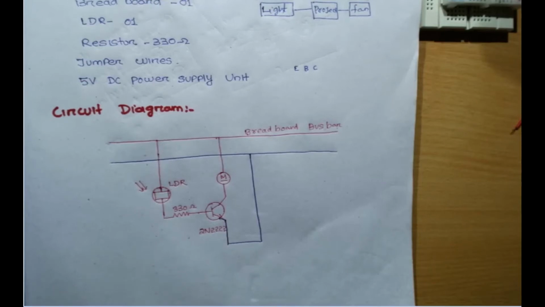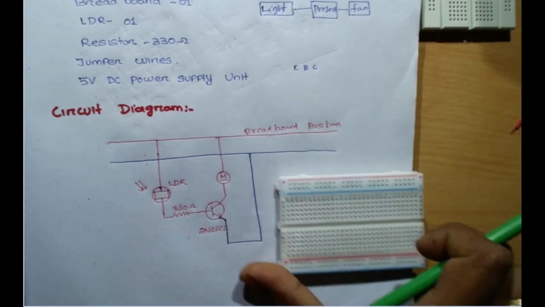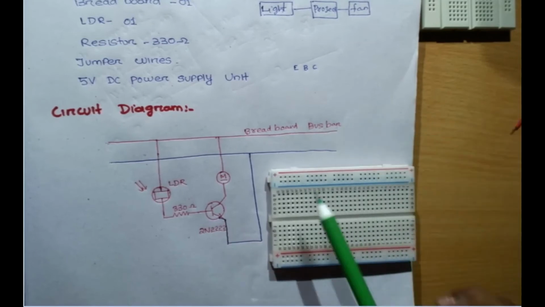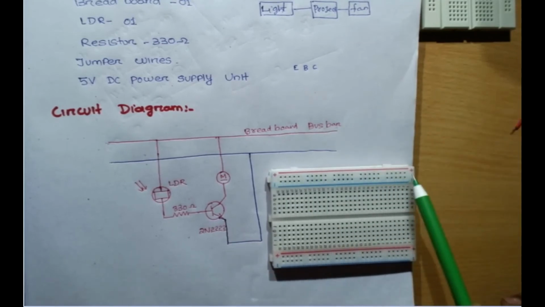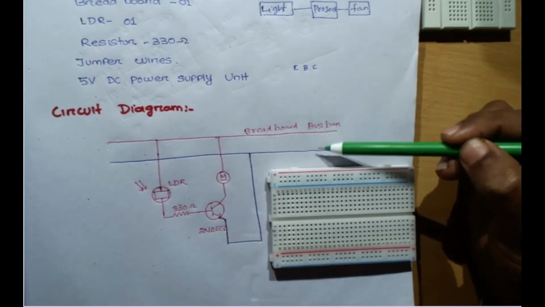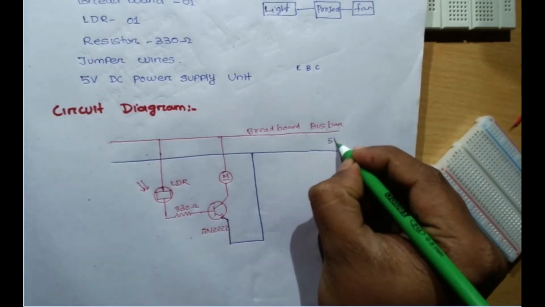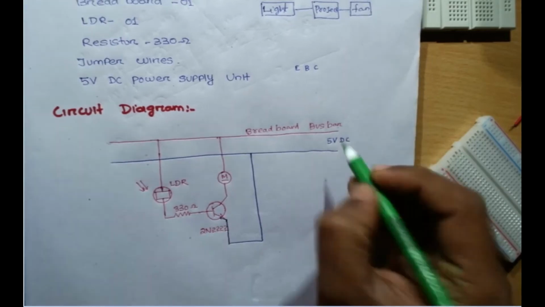Now come back to my circuit diagram. You can see I am using 2 colors of pen. One is red, another is blue. This red indicates the 5 volt DC bus, and this blue indicates this one. It means through this bus bar I am getting 5 volt DC, not AC. Mind it. Okay, this is 5 volt DC.